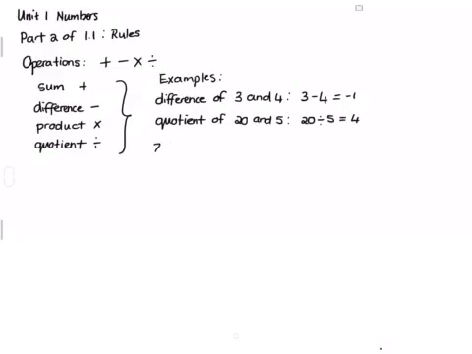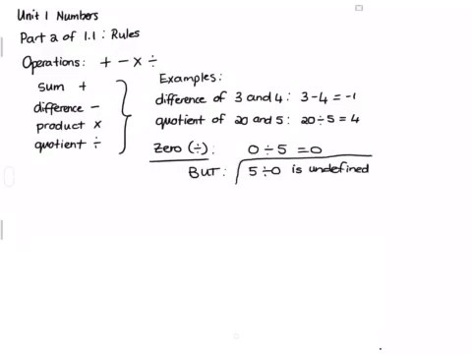Rules regarding 0 and division. 0 divided by any number equals 0, but any number divided by 0 is undefined. Can you see that's another rule? It's against the rules to divide anything by 0. Division by 0 is undefined.